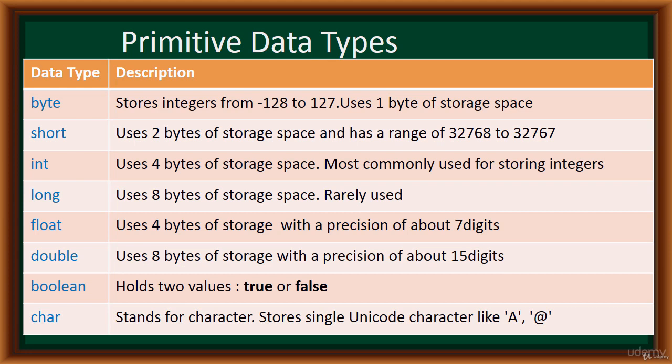So just to go through this again, the first 4, the byte, the short, the int, and the long data types are used to store integers, that is numbers without fractional parts, while the float and the double are used to store floating point numbers, that is numbers with fractional parts. The Boolean data type holds 2 values, either true or false, and the char data type is used to store a single character.